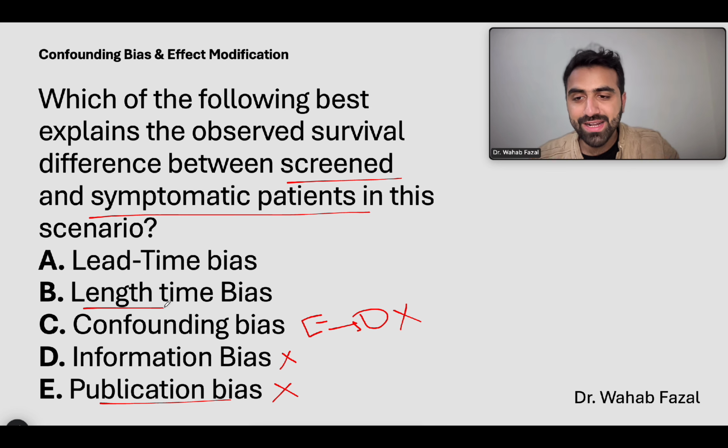And now we have the final two things here, lead and length time bias. But I told you that if they want you to pick length time bias, they will tell you that this is a slow growing disease in a screened patient. So therefore this is length time bias. This explains the survival difference between screened and symptomatic patients in this scenario.